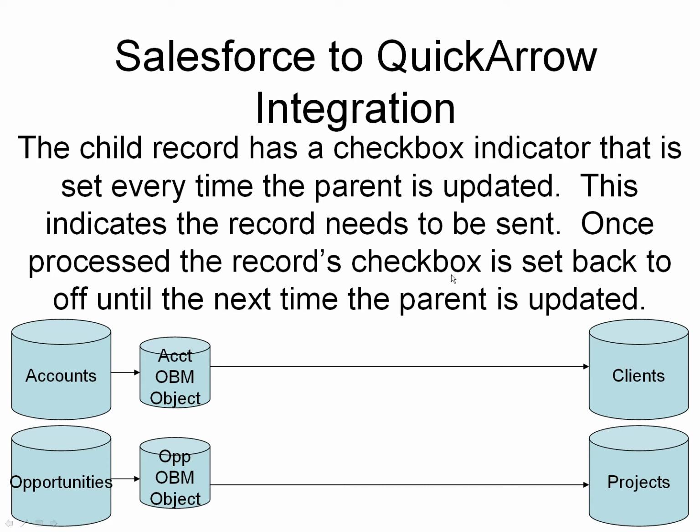The child record on either the account OBM object or the opportunity OBM object has an indicator checkbox on it that says this record's been sent. When it's been processed in QuickArrow and QuickArrow's done with it, the integration will update that to be unchecked. So this allows for transactional processing, and it's viewable by the user knowing that, hey, we've sent a transaction over, and has it successfully come back and completed.